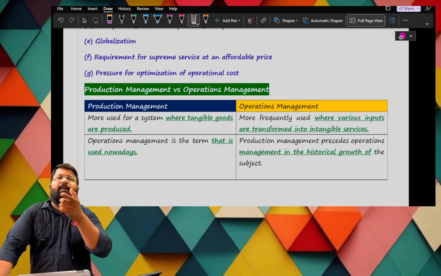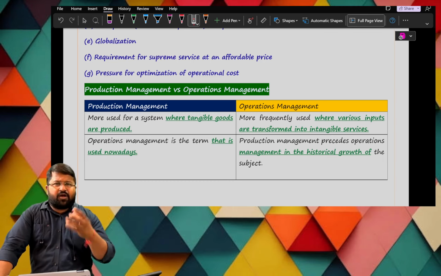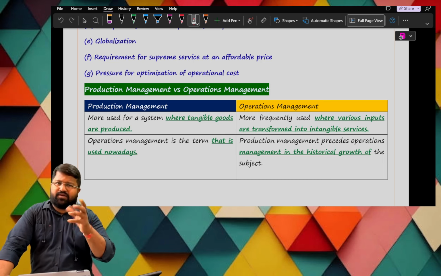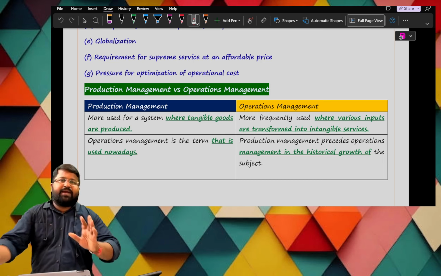Operations, for example, these are activities. Are operations visible? No, they are not visible. They are doing some activities.